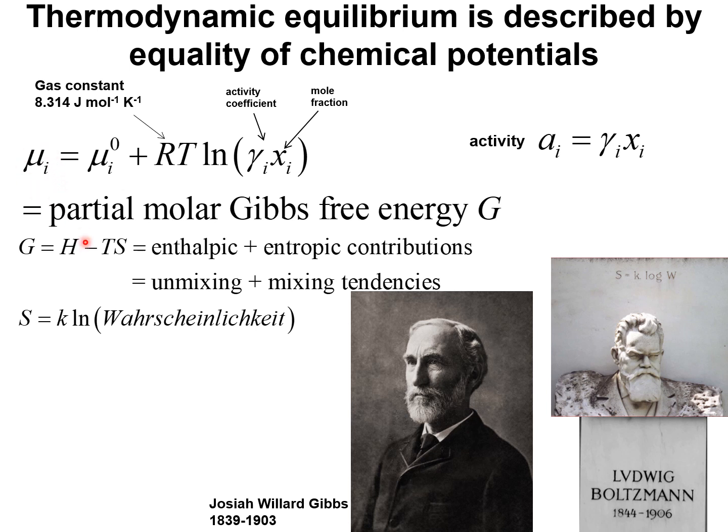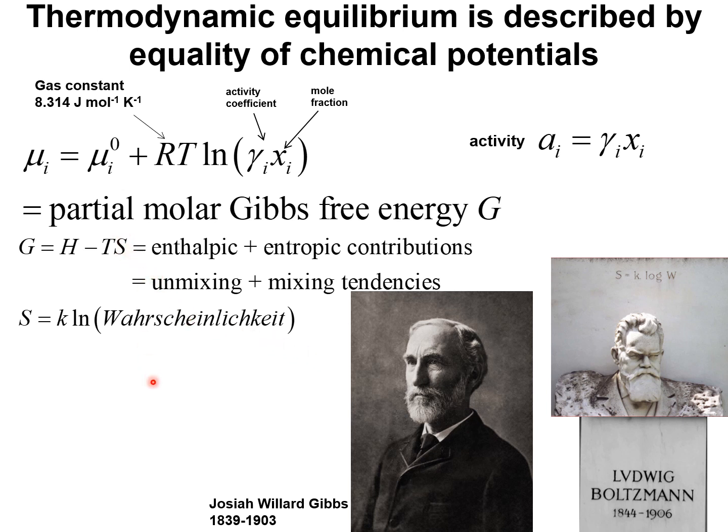The chemical potential is the partial molar Gibbs free energy, where the Gibbs free energy has two contributions, the enthalpic contribution and the entropic contribution. These represent respectively the unmixing and the mixing tendencies when the system is subject to perturbations in composition.